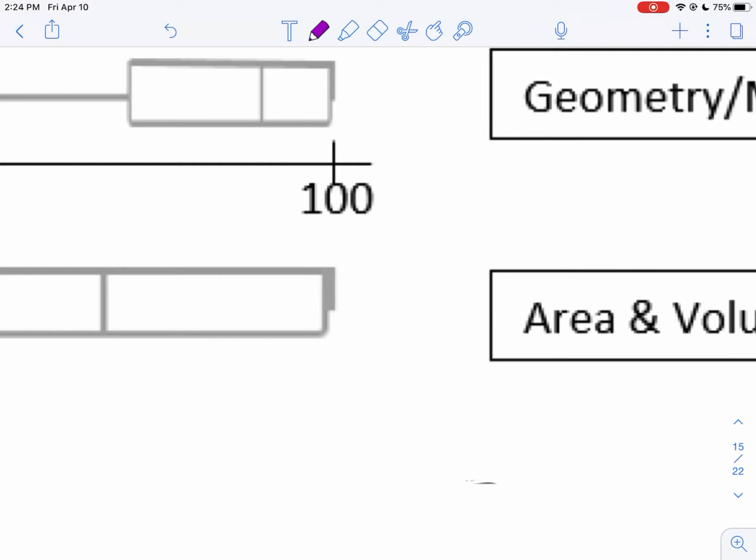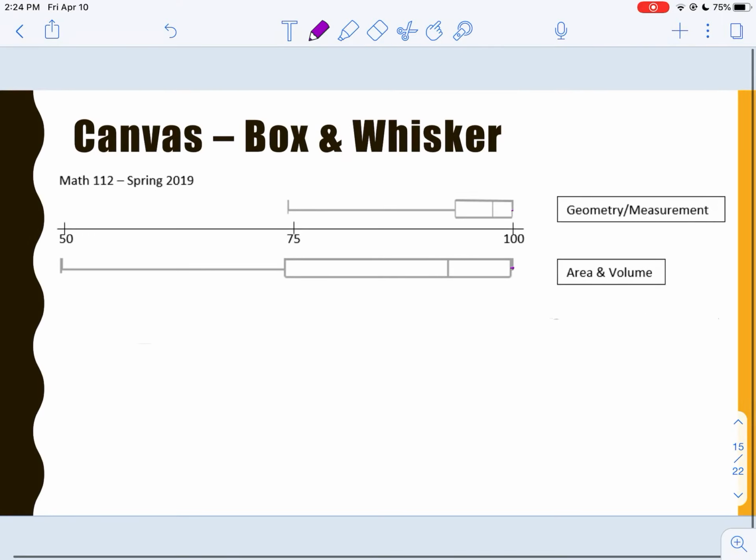This is a box and whisker plot. It's okay the way it is. It's fine that it's missing a whisker. This one has a very tiny whisker here, and maybe a tiny whisker here. It's a little hard to see. But let's talk about why. What does this mean? What's going on?